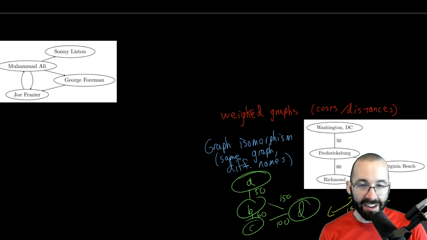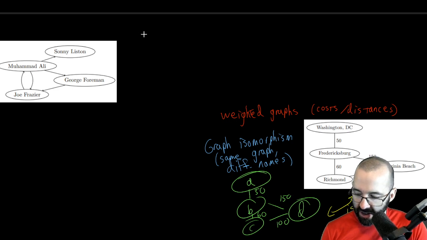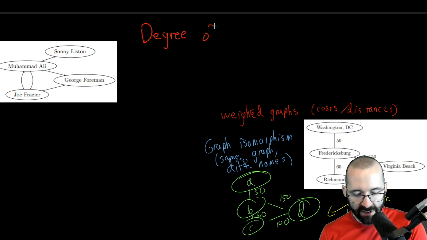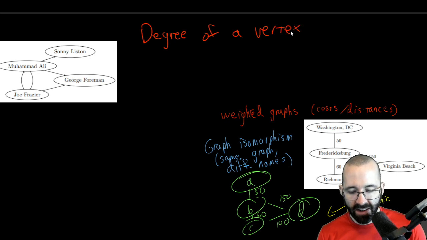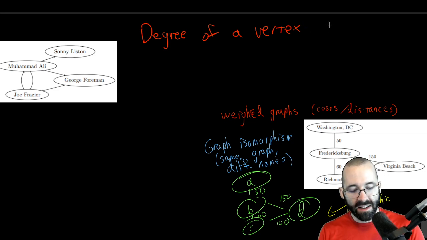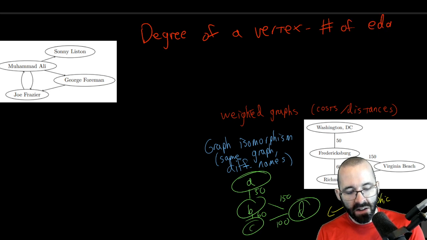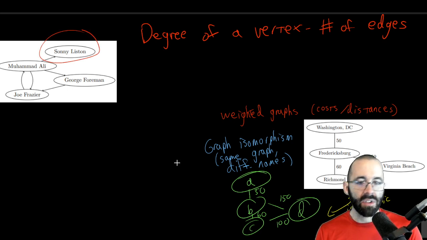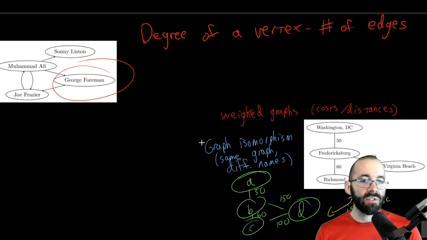So next definition is the degree of a node, the degree of a vertex. Okay. What do you think the degree of a vertex means? Well, degree, a lot of times in math, we think of like the degree of a polynomial, right? Maybe of like the intensity, how high of a level it is or something like that. So the degree of a vertex is going to be how many edges it has. So the number of edges for that vertex. So Sonny Liston would have degree 1. George Foreman would have degree 2.